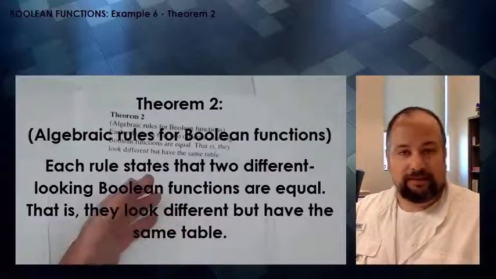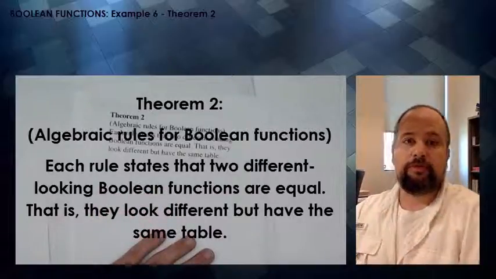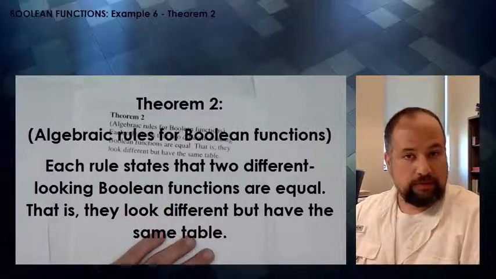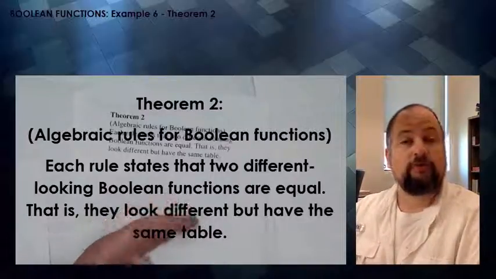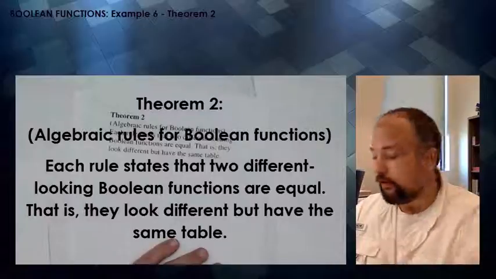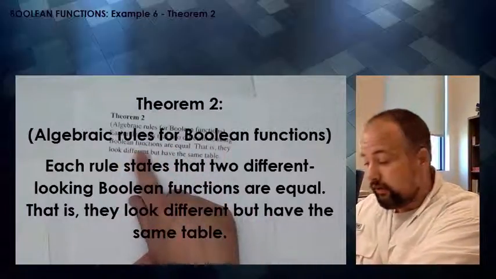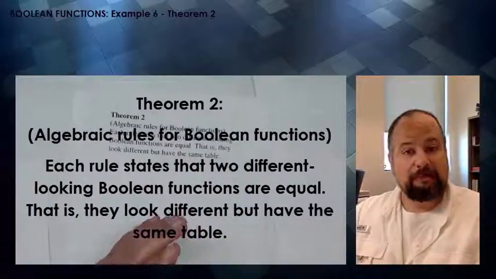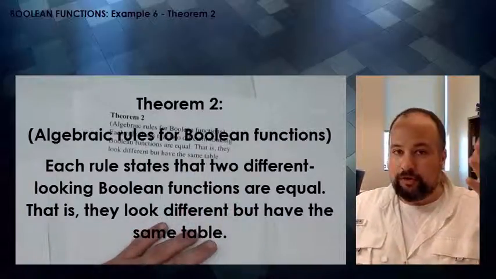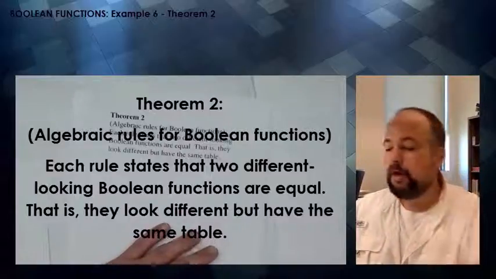And this is exactly the same stuff you did in algebra with decimal numbers, you know, in the 9th grade, 10th grade, whenever. Except we're doing it with Boolean functions. So there's a different set of rules, right? So the theorem is each rule states that two different looking Boolean functions are equal. That is, they look different but have the same table. Keep that table in your mind because the table makes it easy to visualize what's going on.